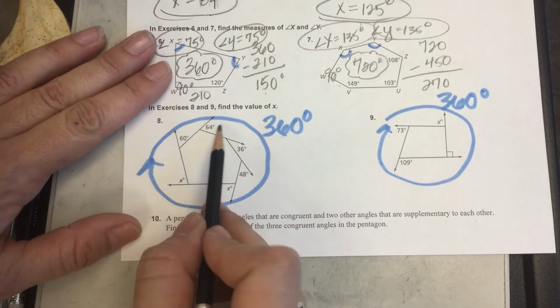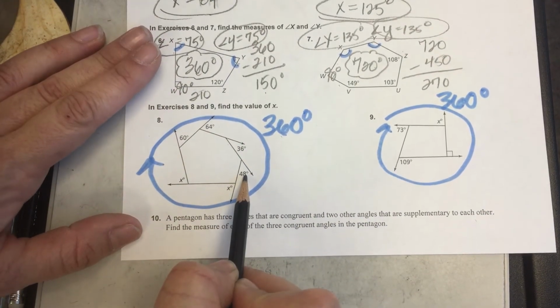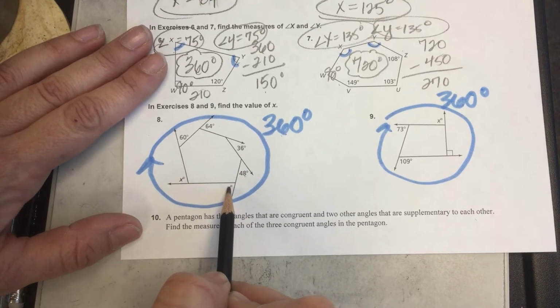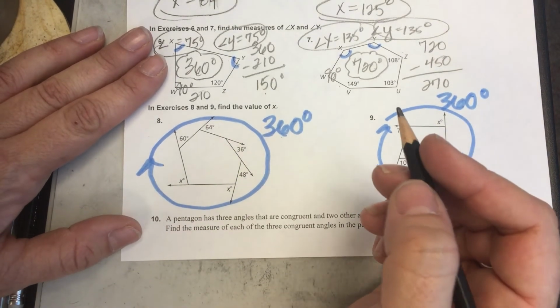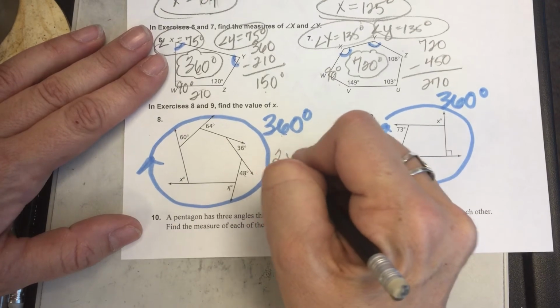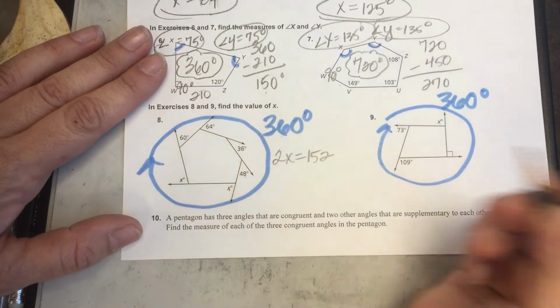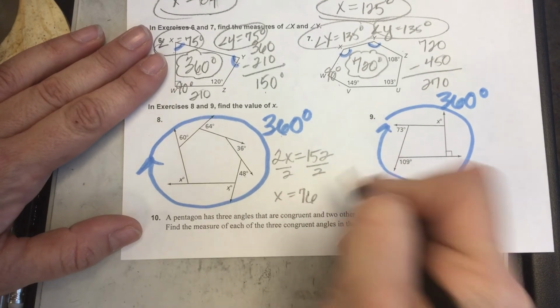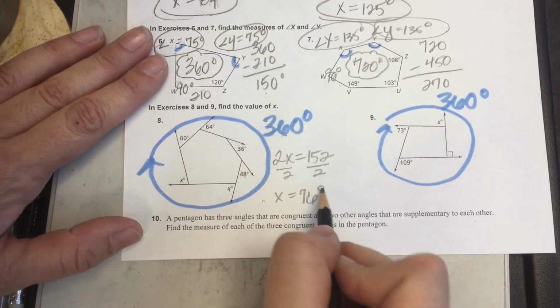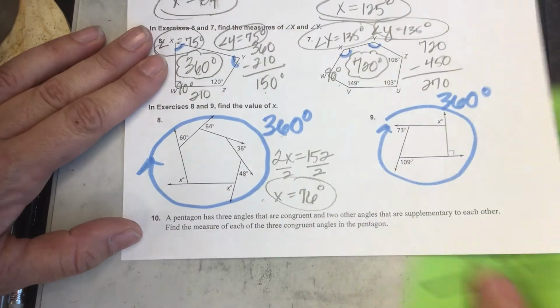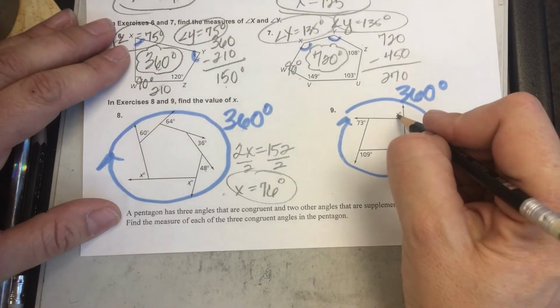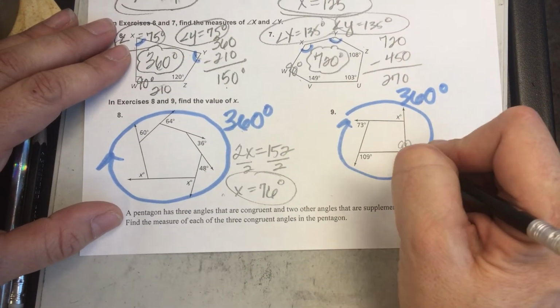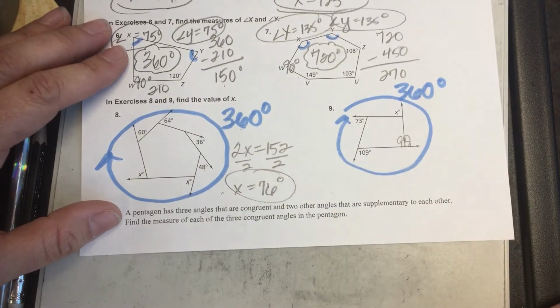If you subtract everything away from 360 and number 8, what are you left with for these two x's? It leaves 152? All right, so the two x's is 152. So if I divide by 2, x is 76. And that's actually going to be a measure in degrees. Perfect.